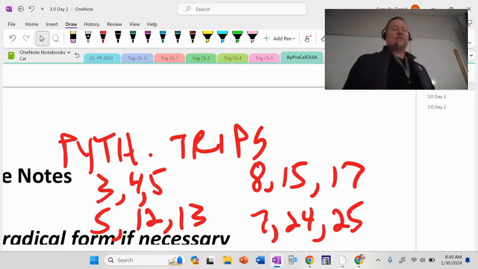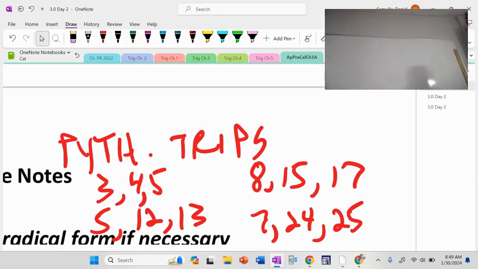All right, the next one is 5, 12, 13. 12 squared is 144, 5 squared is 25. That adds up to 169. Square root of 169 is 13. So what that means is 5 squared plus 12 squared equals 13 squared. Done with that. 8, 15, 17, and 7, 24, 25.